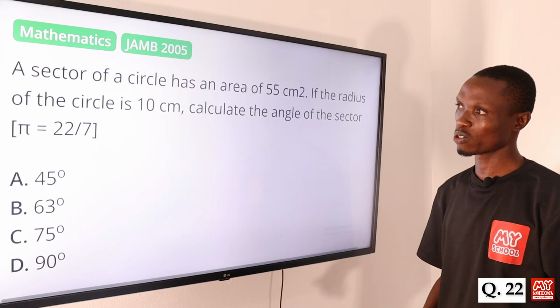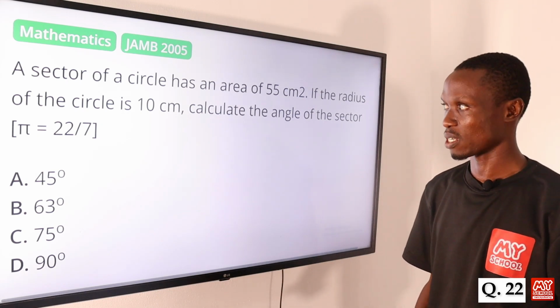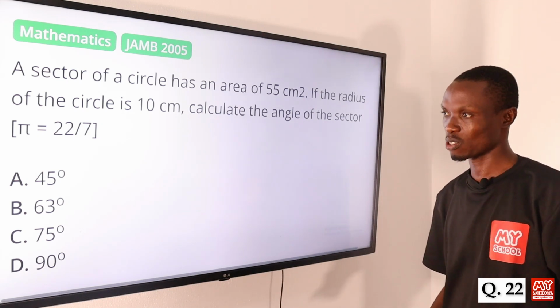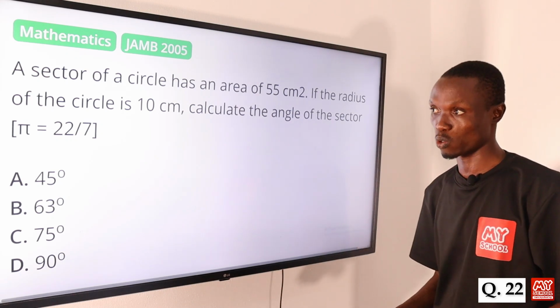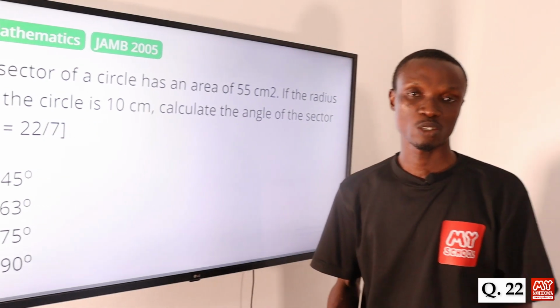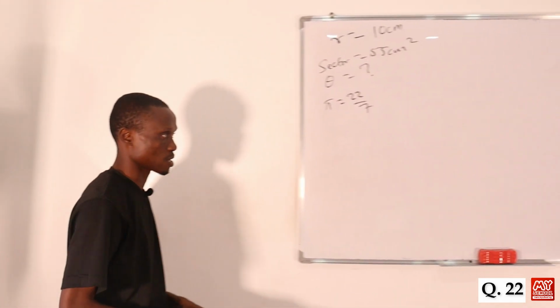Question 22. A sector of a circle has an area of 55 centimeters square. If the radius of the circle is 10 centimeters, calculate the angle of the sector. We are asked to take pi to be equal to 22/7. So let's move over to the board to provide the answer to this question.